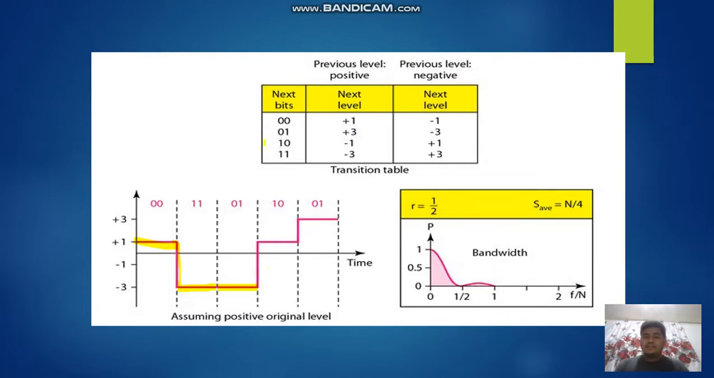Next, the previous level is negative and the next bits are 10, so we need to find it again. 10 is positive 1, so we have positive 1 here. Again, the previous level is positive, so we need to find the values here. Next is 01, so we have positive 3. So this is the waveform of the table above. Here we start and then go here.